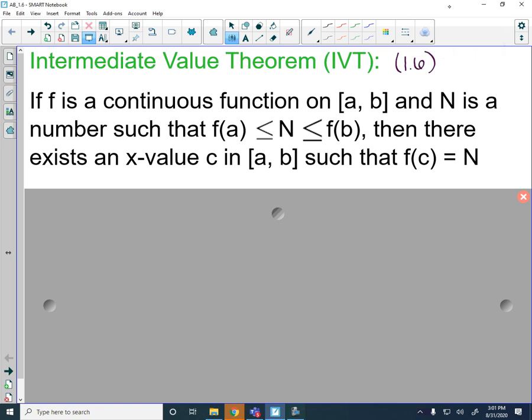Hi everyone. Today we are taking the last set of notes for chapter 1. The next 2 chapters in your workbook are review sections for the chapter 1 test. So we're ending with the intermediate value theorem, which is in section 1.6. This is the next theorem we're going to learn in this class.